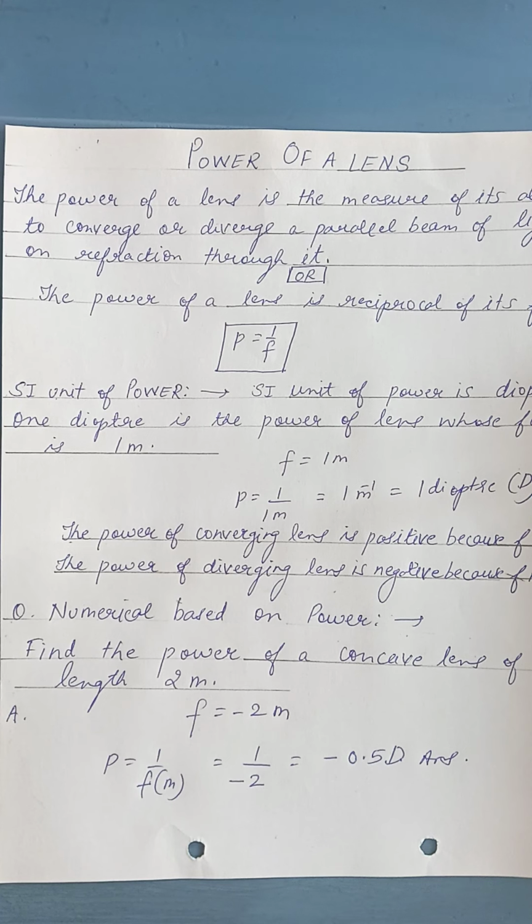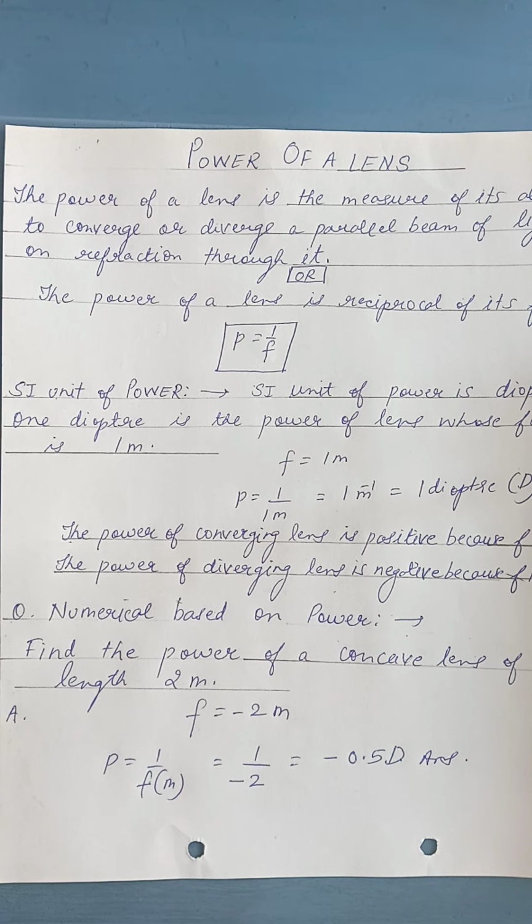In the previous class we did the numericals of the concave lens. Now today we are considering a very important topic of the chapter, that is power of a lens. Basically power is denoted by capital P.